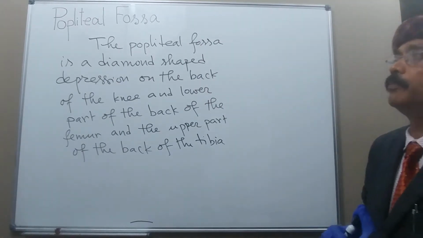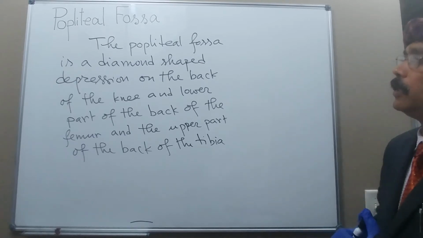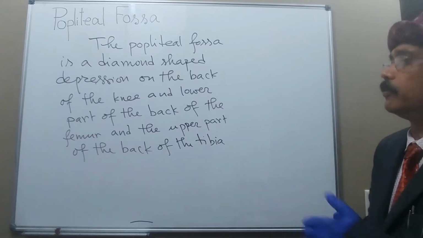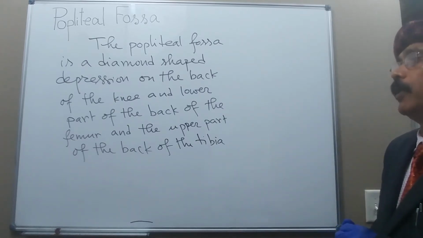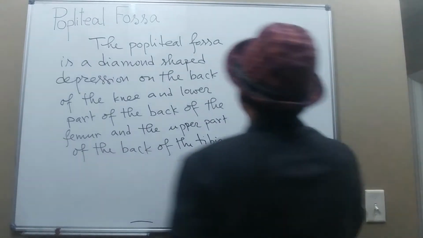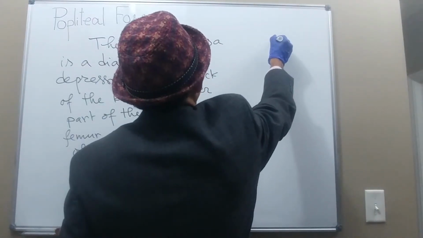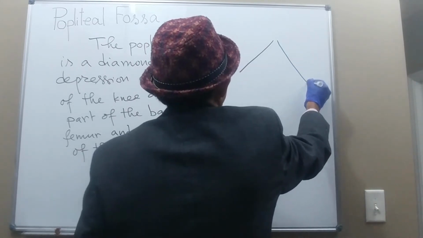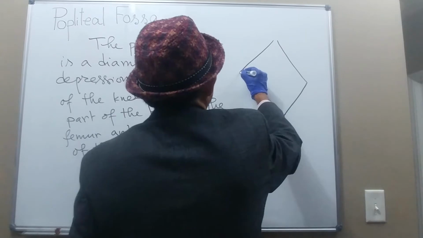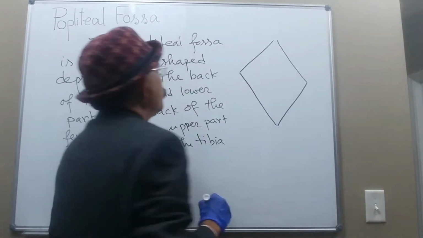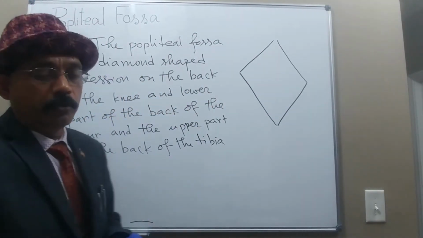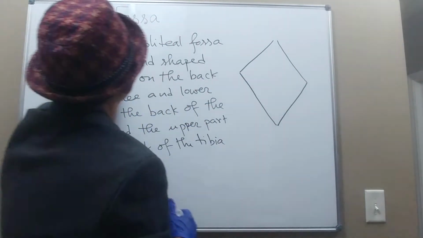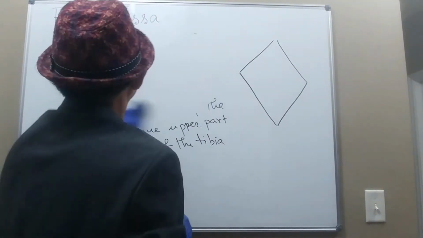This is a diamond-shaped depression on the back of the knee and the lower part of the back of the femur. There is the popliteal surface of the femur and the upper part of the back of the tibia. So this is a diamond-shaped space. Suppose we draw a diamond that way. So we'll go through the boundaries and contents of the popliteal fossa.